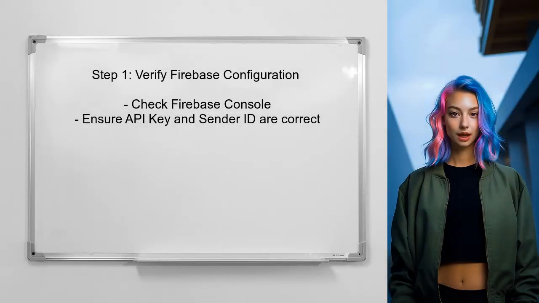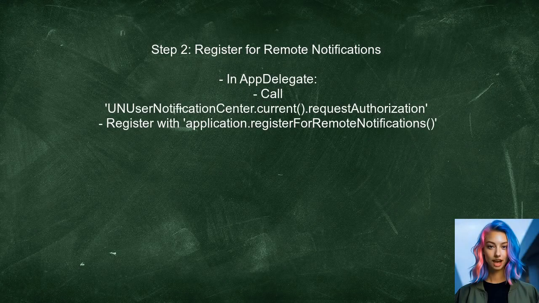First, the user should ensure that they have correctly configured Firebase Cloud Messaging in their project. This includes checking the Firebase console for the correct API key and sender ID. Next, the user needs to confirm that they have registered for remote notifications in their app. This is done in the app delegate by calling the appropriate methods for iOS 10 and above.